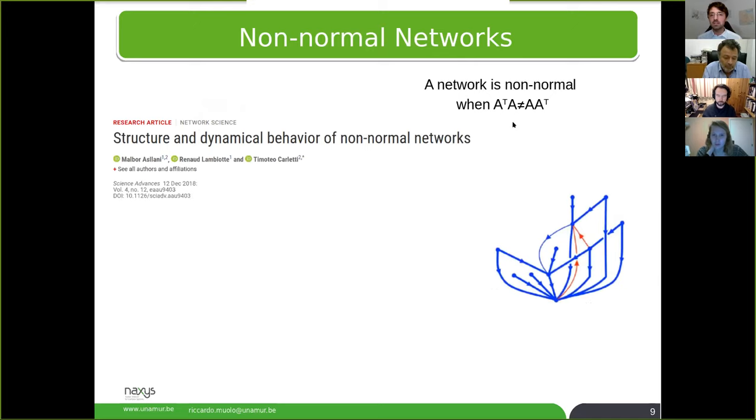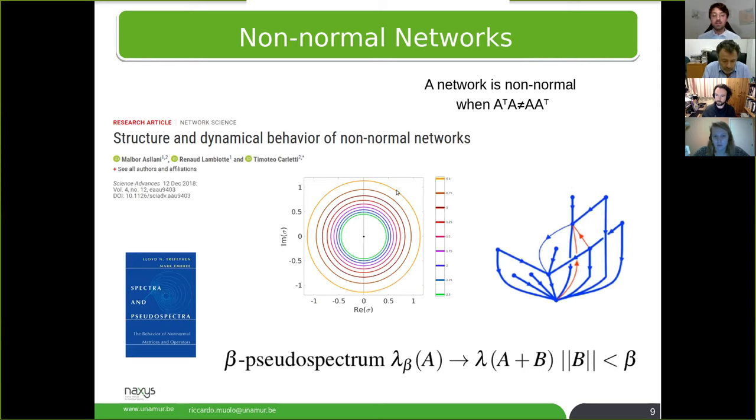Non-normality can be described mathematically as a non-commutation between the matrix and its transpose. There are a few equivalent definitions for those who like linear algebra. And in the context of networks, they have been studied in the last years because it was found in this paper that most real-world networks are non-normal. So it is extremely interesting for modeling to study this setting. Non-normal matrices and also operators have been found to be more reactive to perturbation. So we say technically that their pseudospectrum, their perturbed spectrum, is bigger compared to their normal analogues. And the perturbed spectrum grows with the non-normality. This is known to have effects on the dynamics in the context of Turing pattern formation and also hydrodynamics.